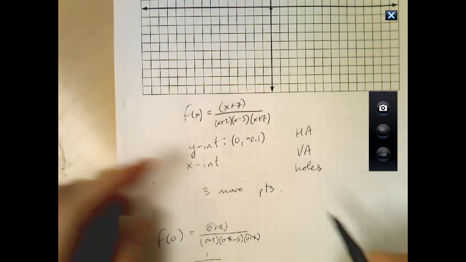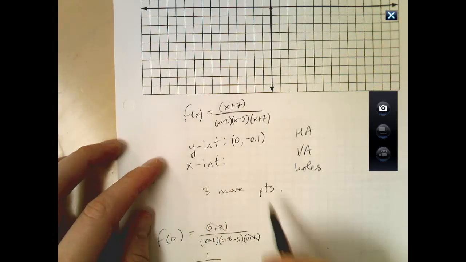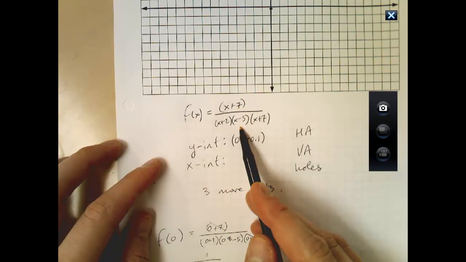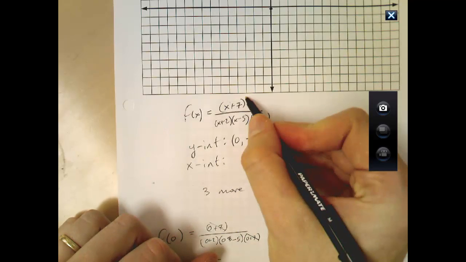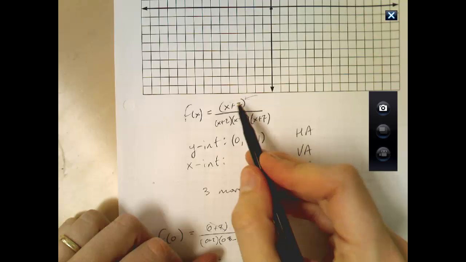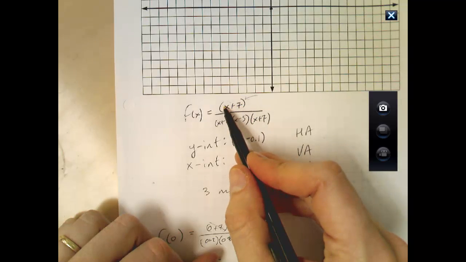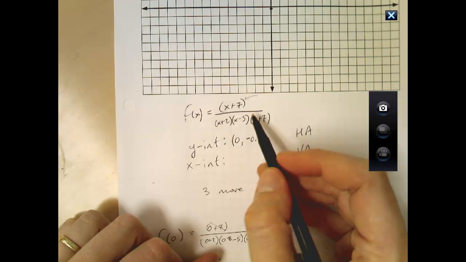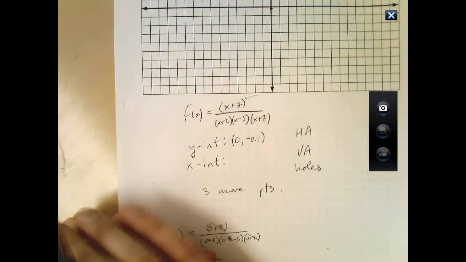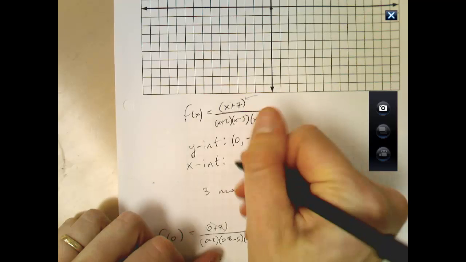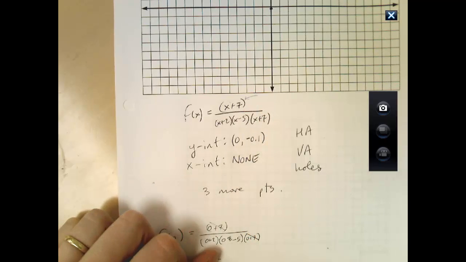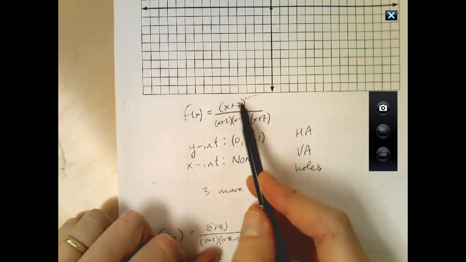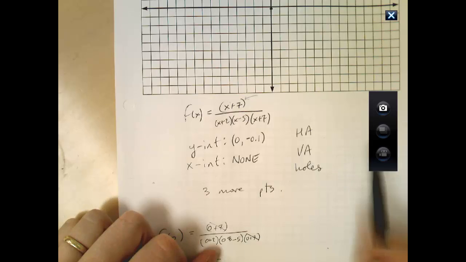So x-intercept, okay, now what numbers make the numerator 0 but not the denominator? And the answer to that is no numbers do that, because the only linear factor on the top is x plus 7. The only number that makes the top 0 is negative 7, but negative 7 also makes the bottom 0. And I would have 0 over 0, which is indeterminate. So there is no way to make this function equal to 0, so I don't have any x-intercepts. All right, so the only way I can have one of these is if I can make this top 0 without making the bottom 0.